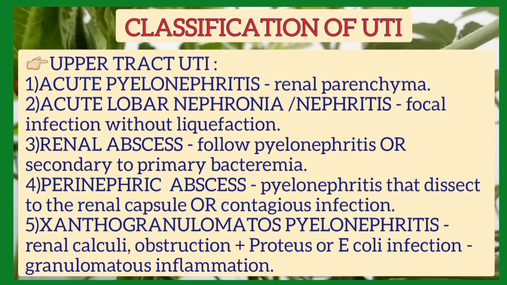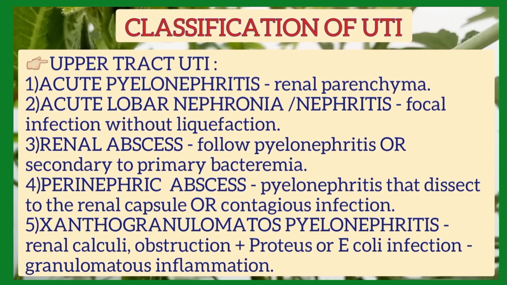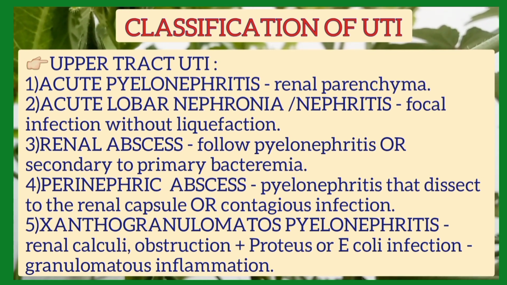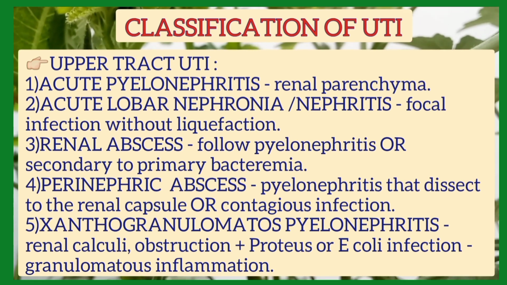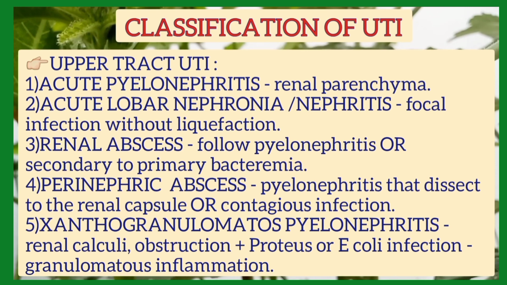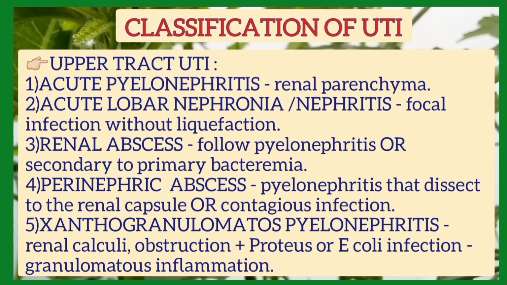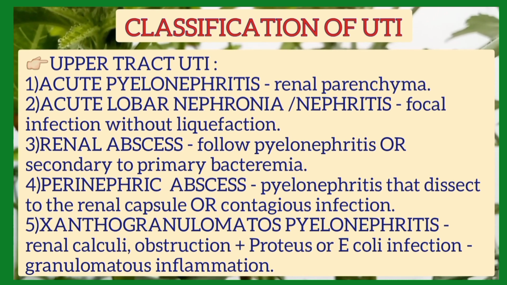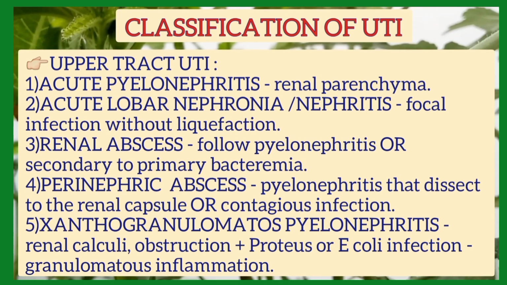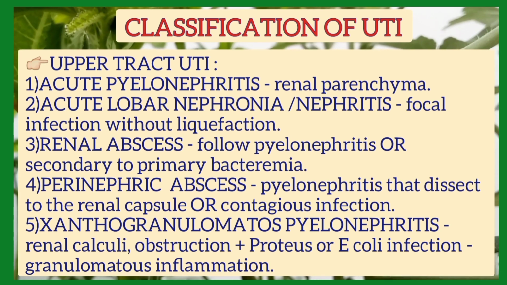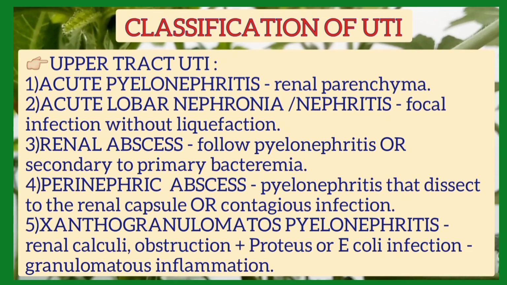Next is classification of UTI. These include upper UTI, which includes acute pyelonephritis, infection in renal parenchyma; acute lobar nephronia or nephritis, which means focal infection without liquefaction. Then renal abscess. This follows pyelonephritis or it may be secondary to primary bacteremia. Then there is perinephric abscess. It is pyelonephritis that dissects through the renal capsule or it may be due to contiguous infection.